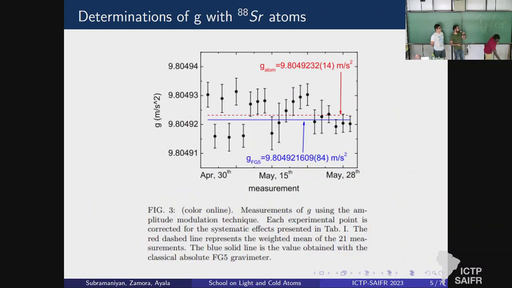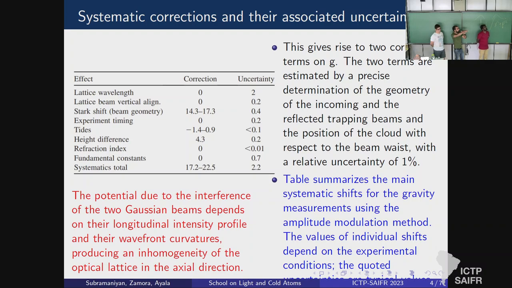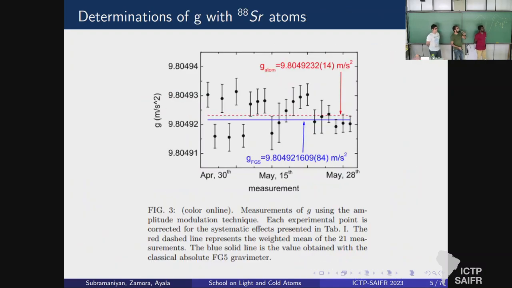Okay, so these are the results. This is a set of 21 determinations of the constant of gravity. The error bars come from the fitting that Savary talked about, and also from the systematic errors. Then they took the mean value, and what they obtained is this red value over here. Then they compare it with the blue one, which comes from the Michelson interferometer that he presented at the beginning. They found these two values, right?